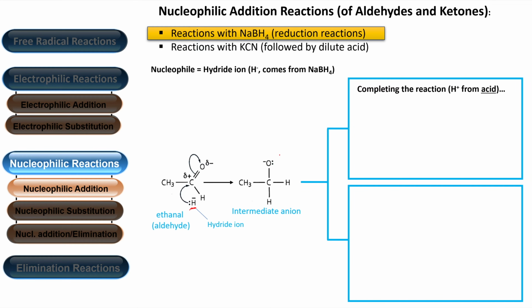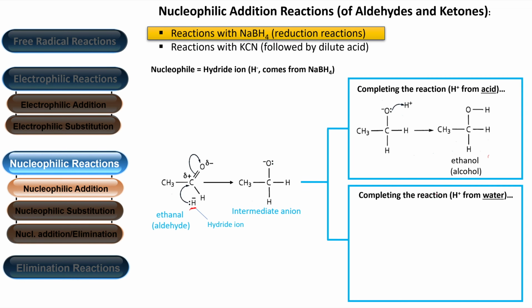Hydrogen ions can come from two different sources. The first source is an acid. If they're coming from an acid, then oxygen will give its pair of electrons to the hydrogen and make a bond with the hydrogen. So we put a curly arrow from the pair of electrons to the hydrogen ion. And the resulting product is ethanol.